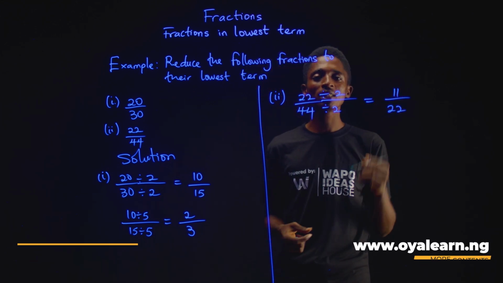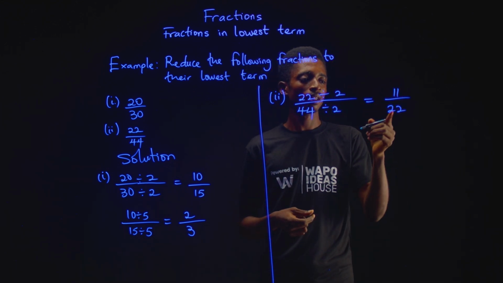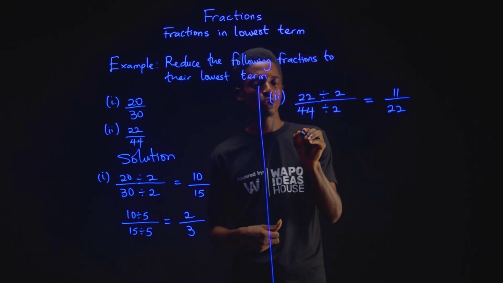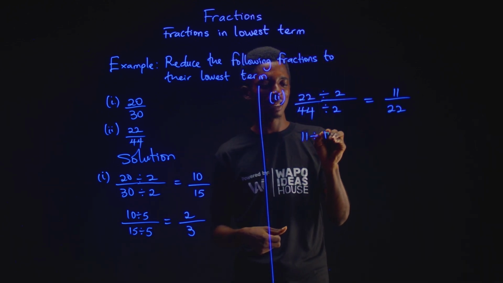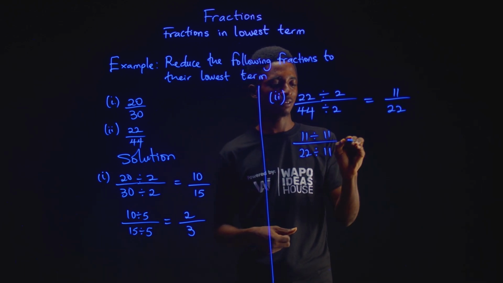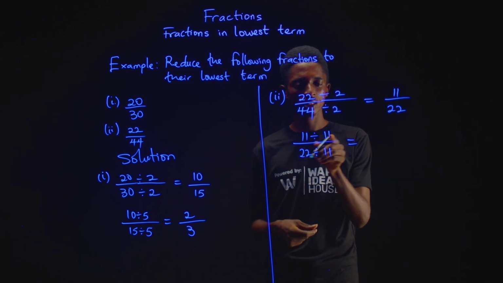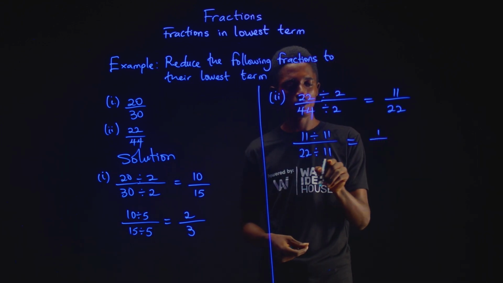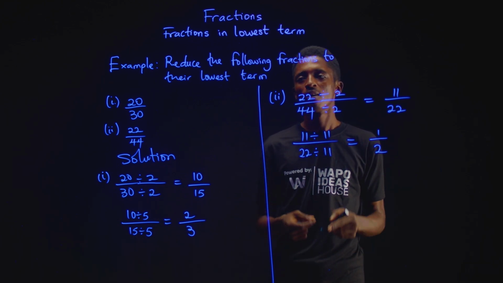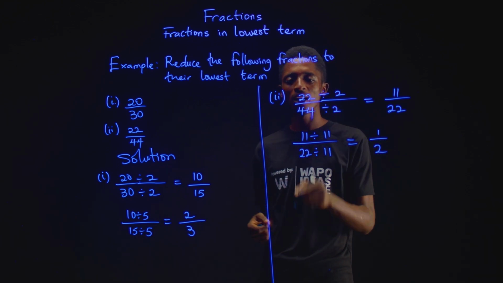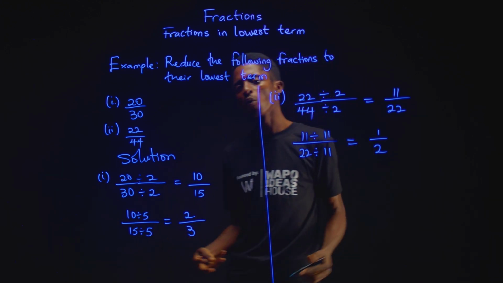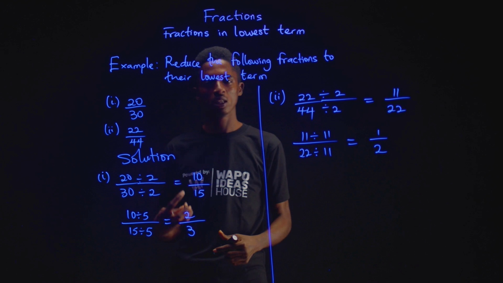Now, 11 is divisible by 11. And 22 is also divisible by 11. So that's a common factor. So we apply that. 11 divided by 11. And then 22 divided by 11. And this would give us 1 over 2, which is the lowest form or the lowest term of the fraction 22 over 44. This is how we bring a fraction to its lowest term.